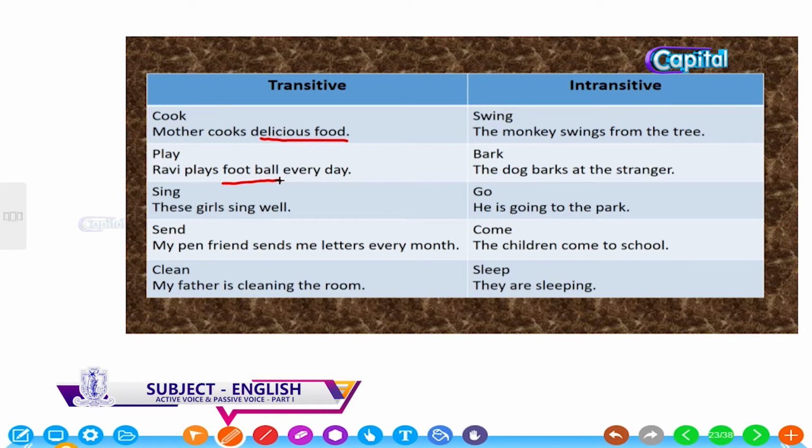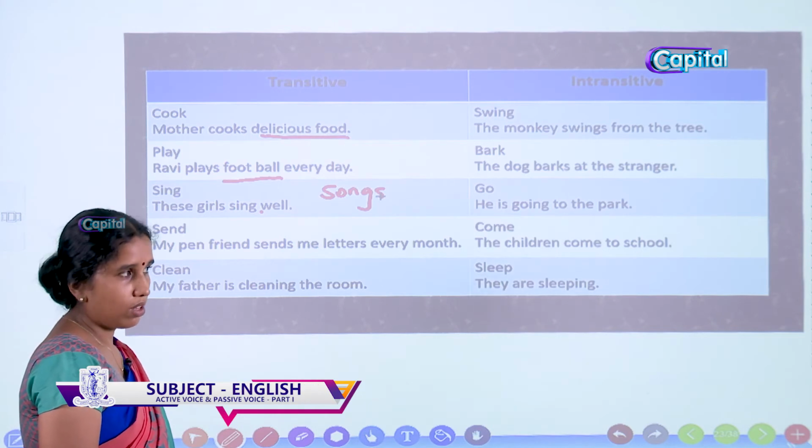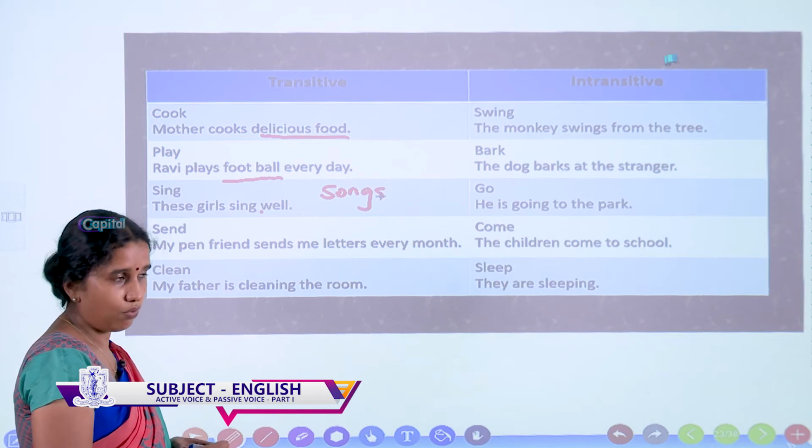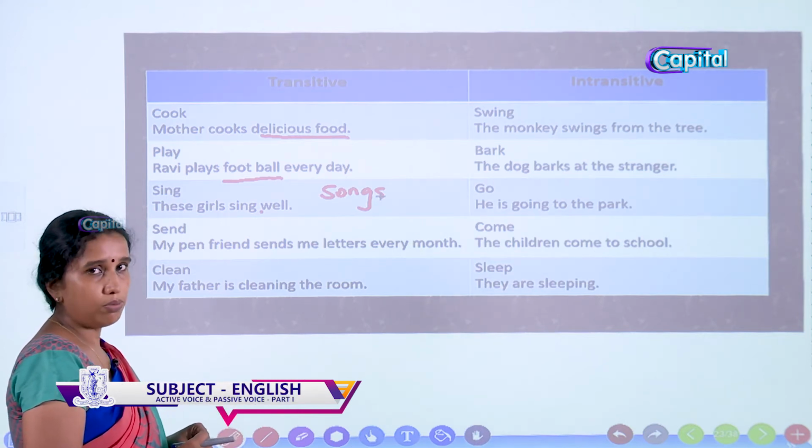The third one, these girls sing well. What do they sing? The answer is not given here. The adverb well is used, but the question what do they sing can give you an answer. It is not mentioned here, but you can get an answer. What do they sing? Songs or hymns. So, we assume that there will be an answer, and we can put the answer songs, and we can change it into passive voice. Sometimes the object is hidden, but we can find an object to change the sentence into passive voice. It is a transitive verb. So, do not worry if they do not give you the object, you can put a suitable object there.